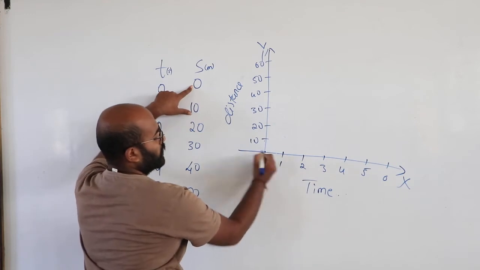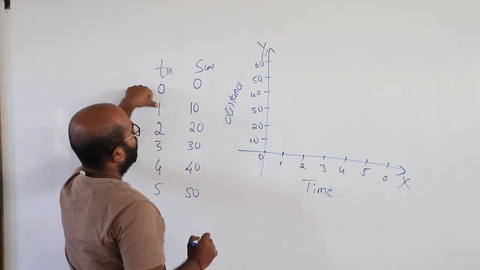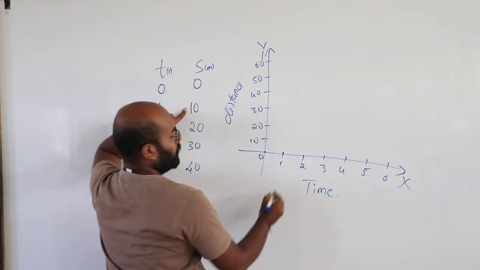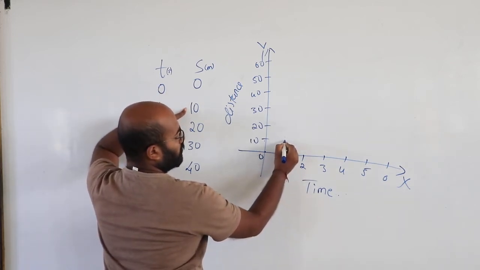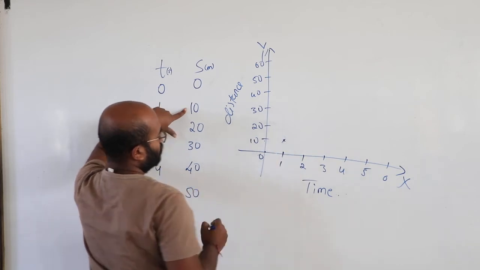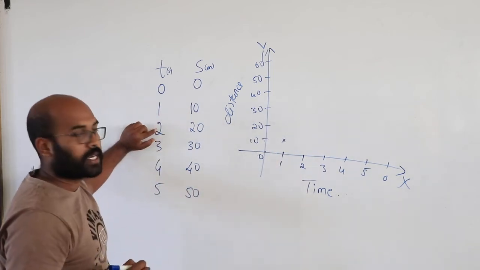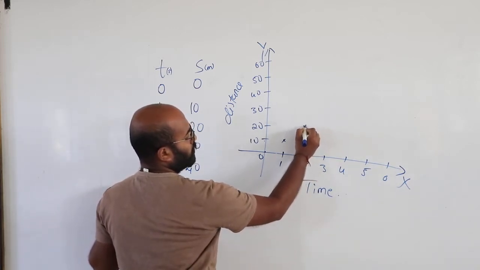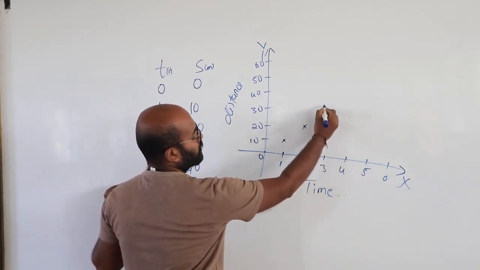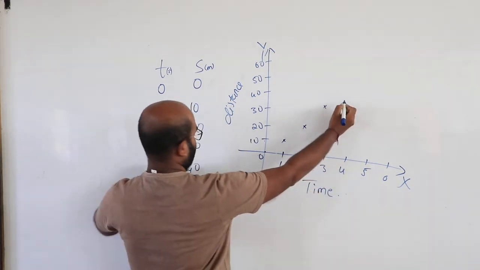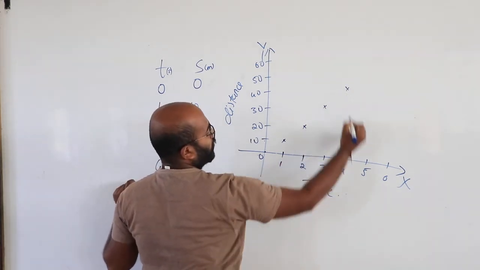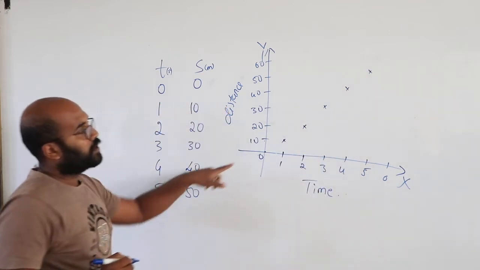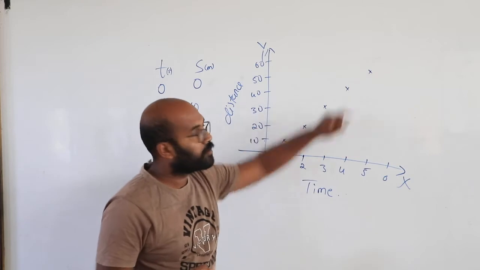So the object is here. Next, at 1 second, the object has traveled 10. So at 1 second, it has traveled 10 meters. Similarly, after 2 seconds, it has traveled 20. 3 seconds, 30. 4 seconds, 40. 5 seconds, 50. So this is how we get the points.